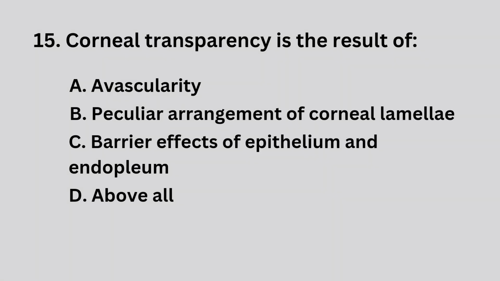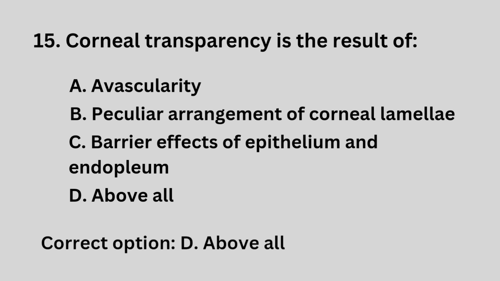Next question. Corneal transparency is the result of option A avascularity, option B peculiar arrangement of corneal lamellae, and option C barrier effects of epithelium and endothelium, and option D above all. Correct option is option D above all.